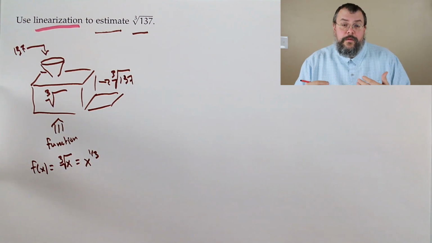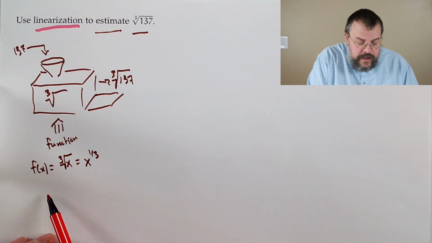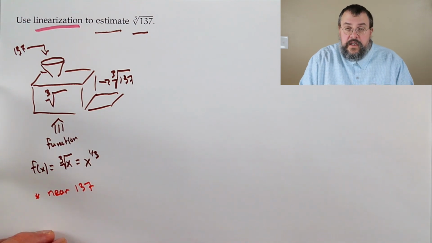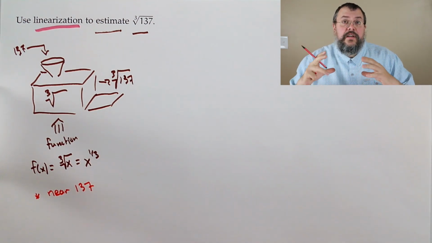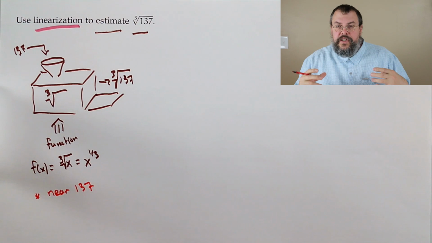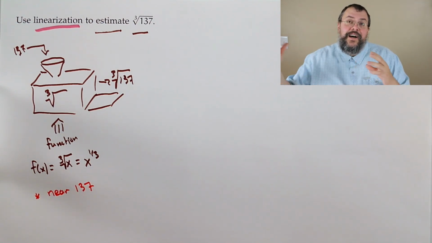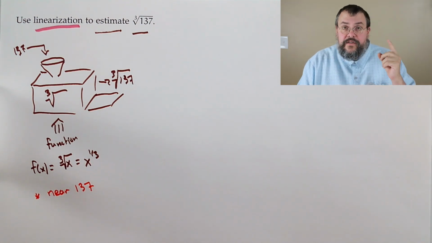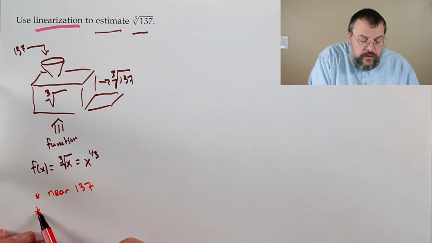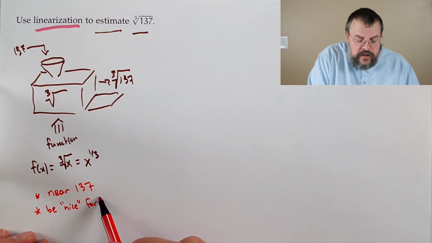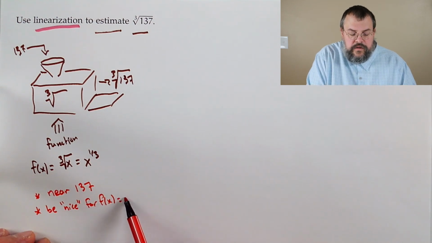So how do we figure out where we're at? Well, we need to be near 137. That's one fact that we need, because our approximation is better when we're close. So I don't want to say, let's do our approximation at 1,000. Well, 137 is not close to 1,000, relatively speaking. So we want something near 137. But there are two things. It needs to be near, and the second thing is that it needs to be nice for our function, in other words, the cube root.